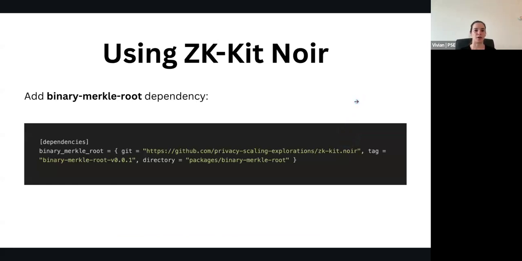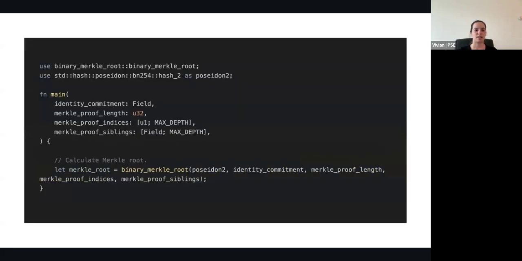You can use CKKit-Noir similar to the other libraries in the Noir ecosystem. For example, the binary Merkle root: you just add the dependency, like you add the GitHub URL, the tag, and also the directory, and that's it. You add this and then you can just import it. You import the library and the function, and then you can use it. I will explain more about this library and also show an example of how you can use it.